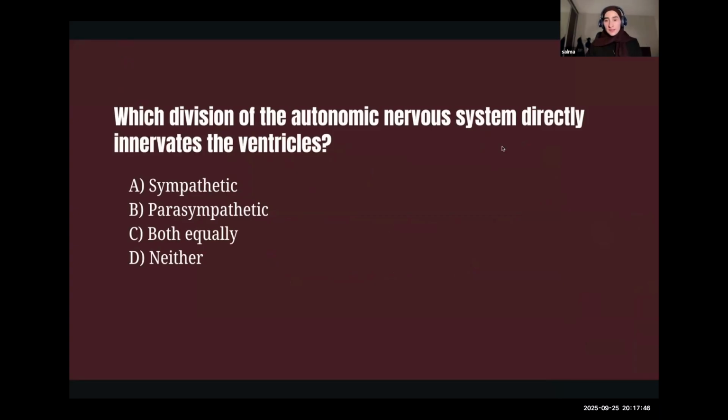The answer is, in fact, A. This is a pure recall question, passive recall. Just know that the parasympathetic does not innervate the ventricle. It does not directly affect them. Okay?